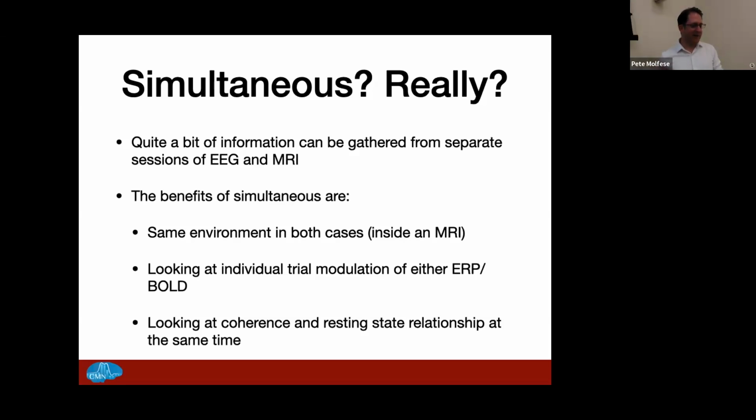And you can look at things like the coherence and resting state relationships between networks that we measure in BOLD and networks that we measure in EEG. This is particularly nice if you want to do things like dynamic causal modeling, because it's often been said that DCM lends itself quite well to high temporal resolution things like EEG.